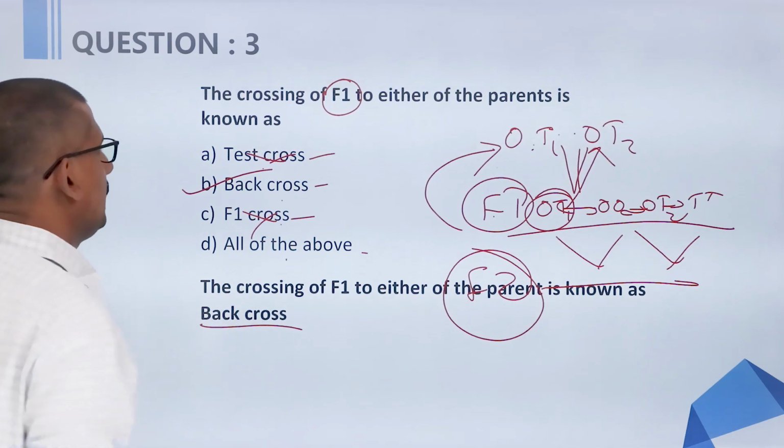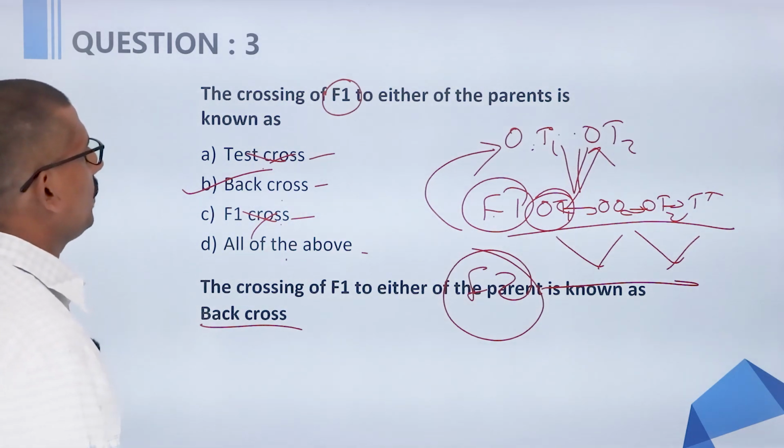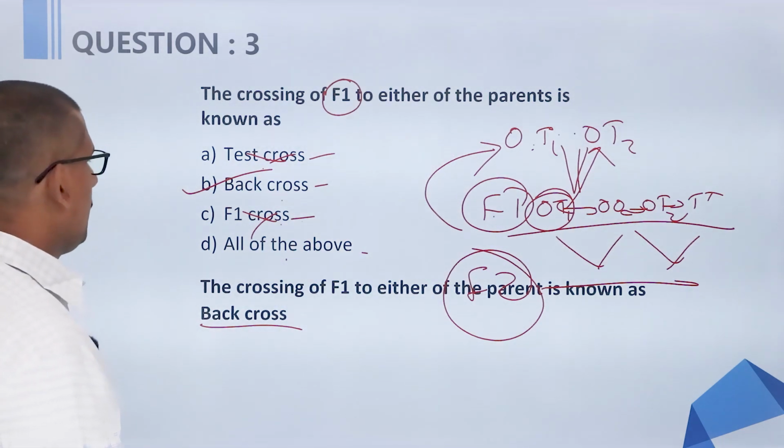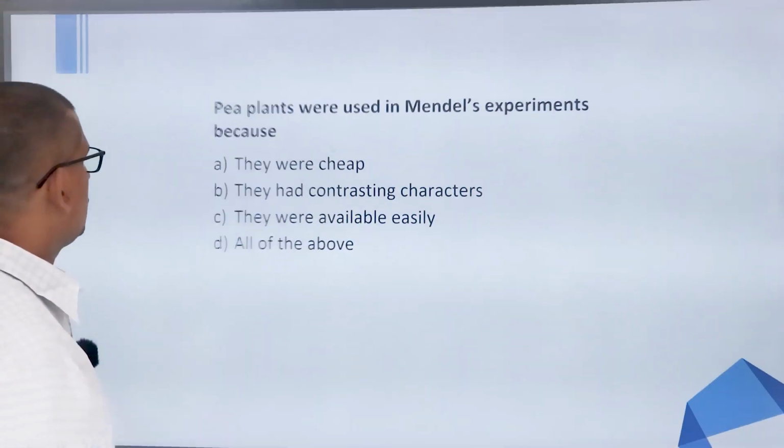So option B is the right answer. The crossing of F1 to either of the parents is known as back cross. So let's move on to the next question.